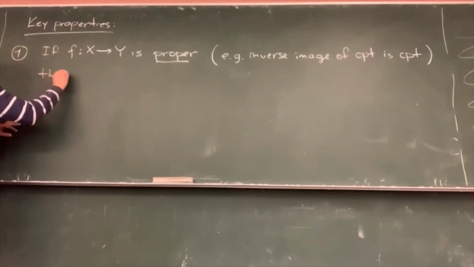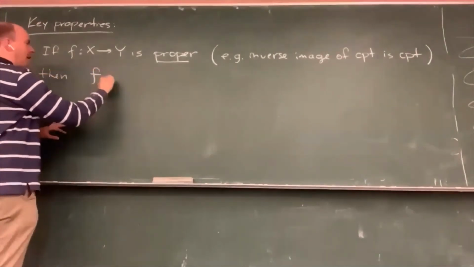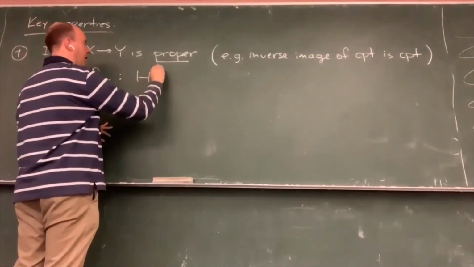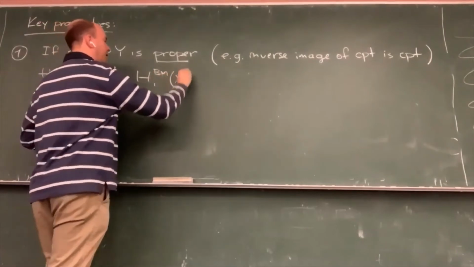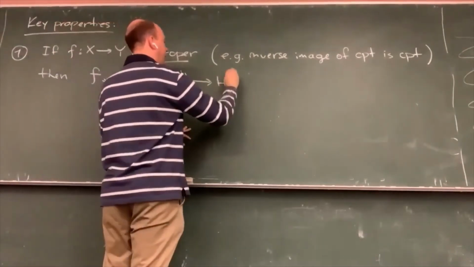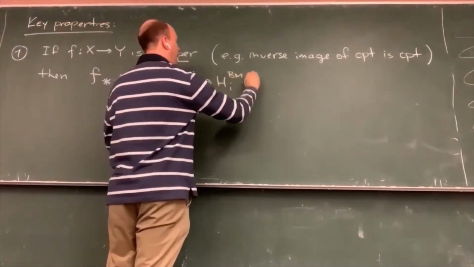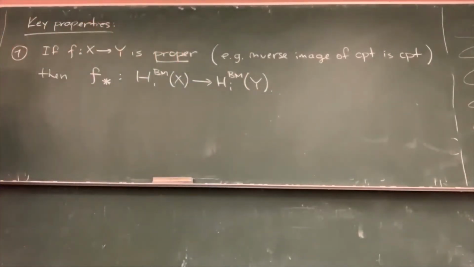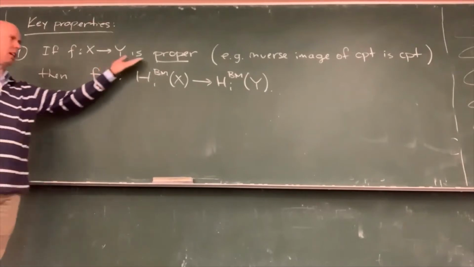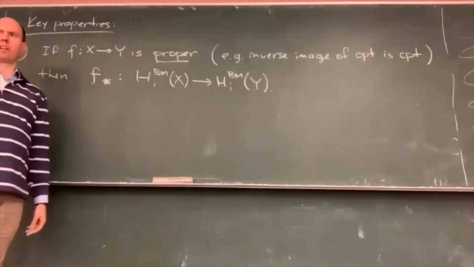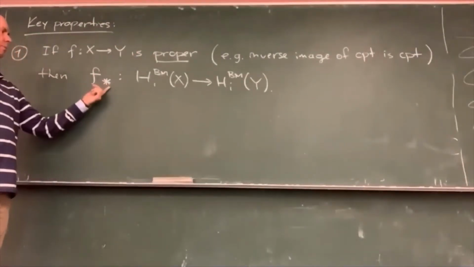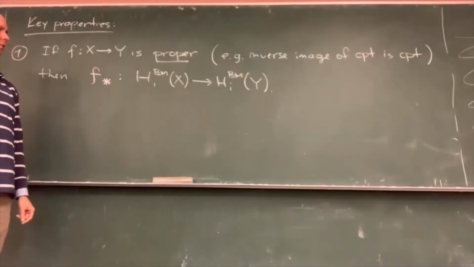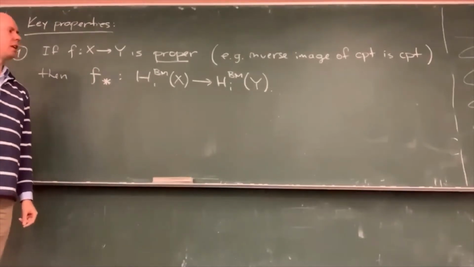Then you get a push forward from the Borel-Moore homology of X to the Borel-Moore homology of Y. And this is functorial when restricted to the category of proper maps. So the push forward induced by the composition of two proper maps is the composition of the individual push forwards.